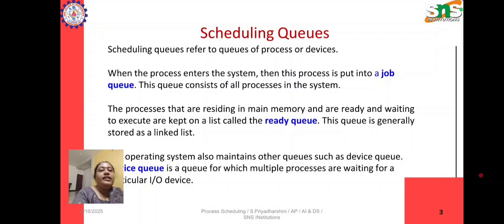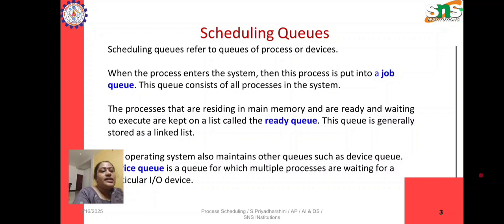There are 3 queues available in scheduling. The scheduling queues refer to queues of processes or devices. So there are 3 queues, as I told you before: one is the job queue, the next one is the ready queue, and the device queue. So what is a job queue? When a process enters the system, this process is put into a job queue. This queue consists of all the processes in the system.